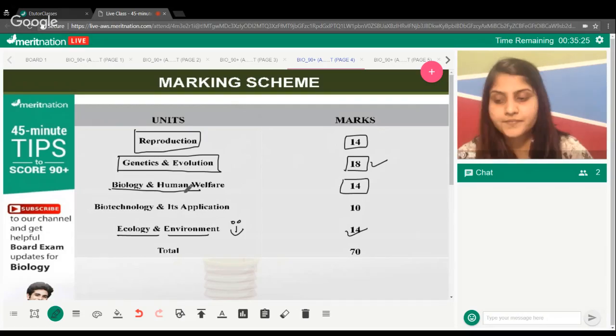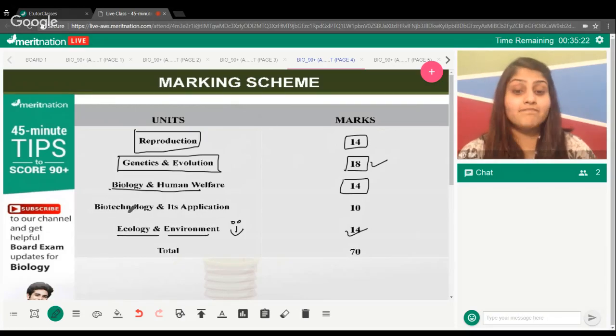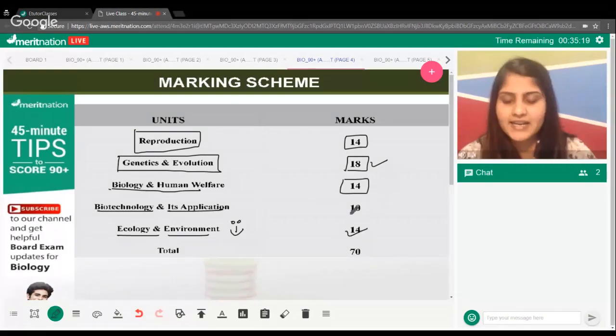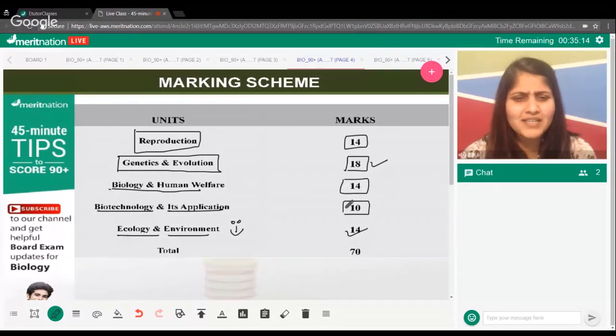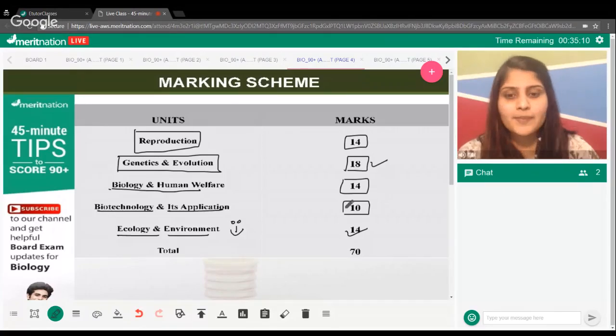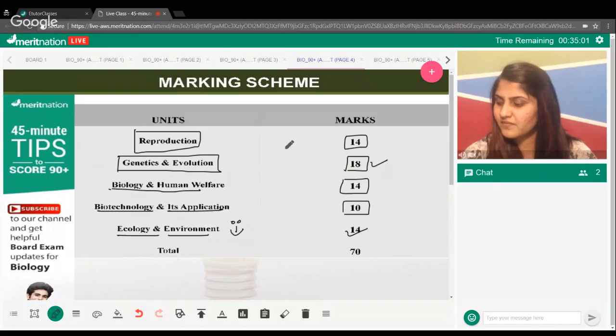All right. Then coming to your biotechnology and its application, this chapter has 10 marks, although sometimes it's a little bit tricky to understand this chapter. Okay. Now I'm going to explain to you.